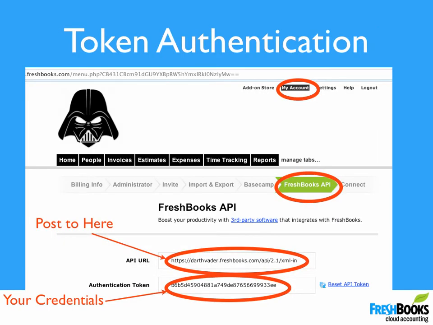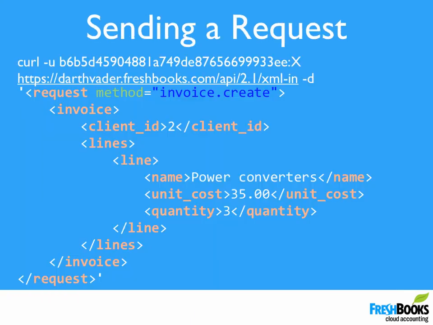So how do you authenticate with us to start using this? If you log into your FreshBooks account, which is free by the way, on the top right hand corner you can click on My Account, and then on the FreshBooks API subtab, you're going to have a URL down here. So this is darthvader.freshbooks.com/API/2.1/XMLin. You're going to be posting to this URL, and you just have to use these credentials over here. We use basic authentication over SSL, and that's why it's going to be safe.